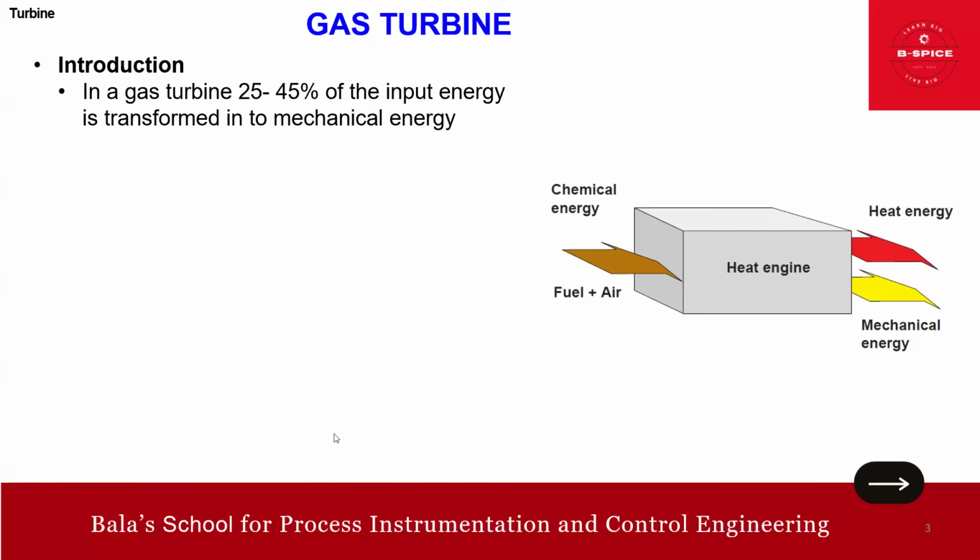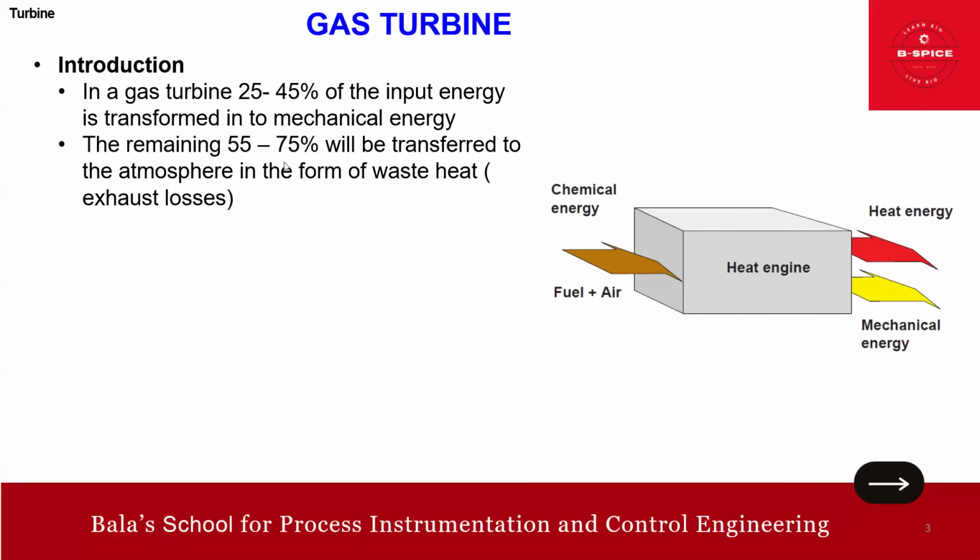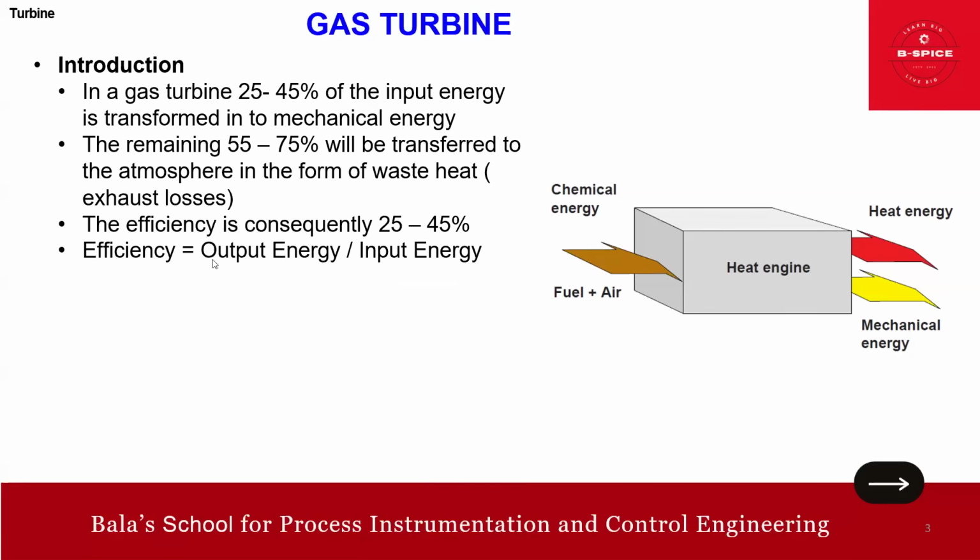In a gas turbine, 25 to 45% of the input energy is converted into mechanical energy. So the remaining 55 to 75% will be transferred to the atmosphere in the form of waste heat, basically exhaust losses. So the efficiency is around 25 to 45% only. So what is efficiency? Again, output energy divided by the input energy. Okay. So this is about the intro.